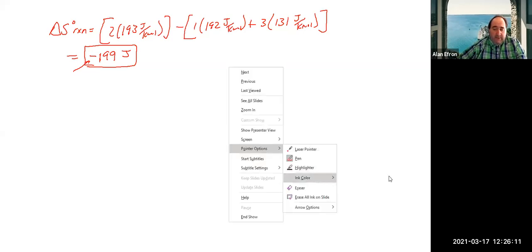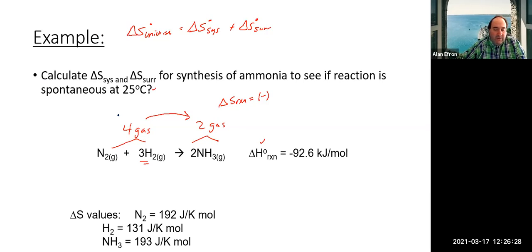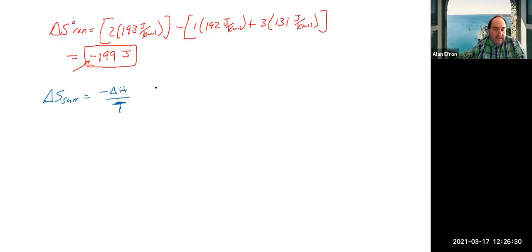Now we can go to our surroundings, and remember that the delta S of the surroundings is negative delta H over T, which is temperature. Get that T there. And in terms of the delta H of the reaction, that was minus 92.6 kilojoules. And as with the question at the beginning, I personally am going to convert it into joules because I know I'm going to use it with this number up here, which is already in joules.